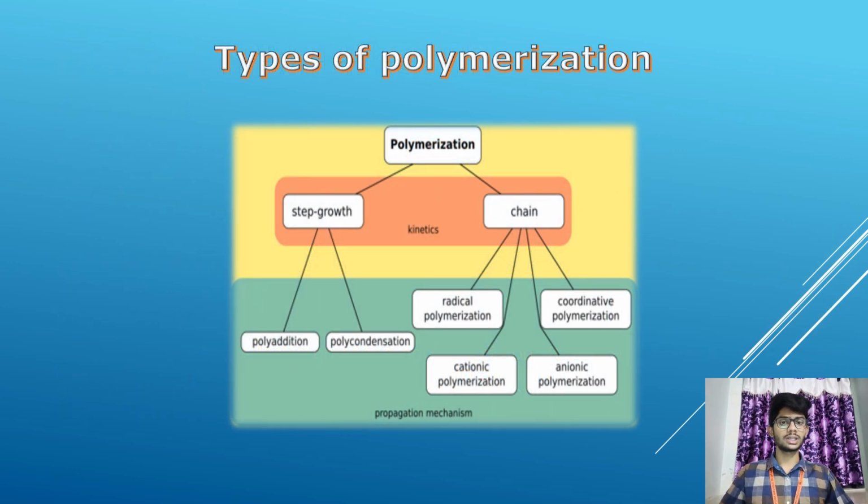So let's discuss the types of polymerization. There are two types of polymerization: step growth polymerization and chain growth polymerization. Step growth polymerization is divided into two types: polyaddition and polycondensation. Chain polymerization is further divided into four types: cationic polymerization, anionic polymerization, radical polymerization, and coordinative polymerization. So my topic is radical polymerization.